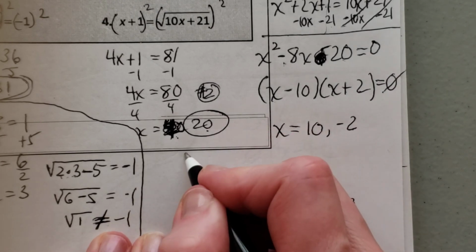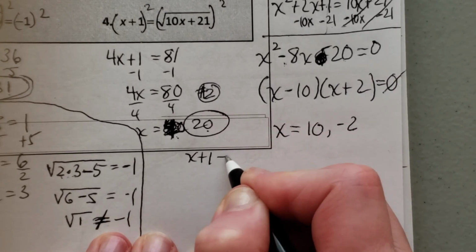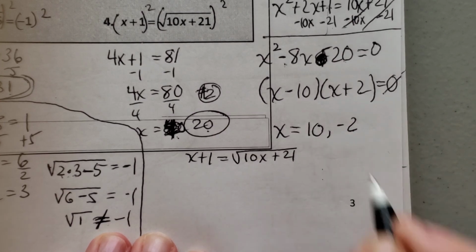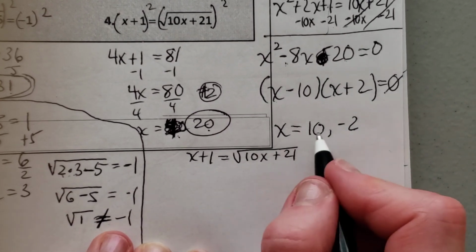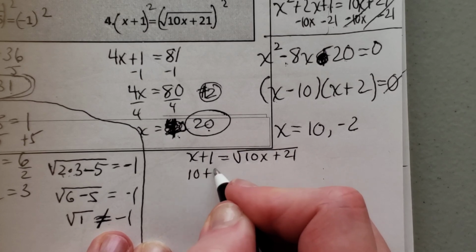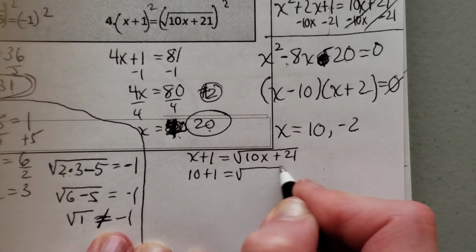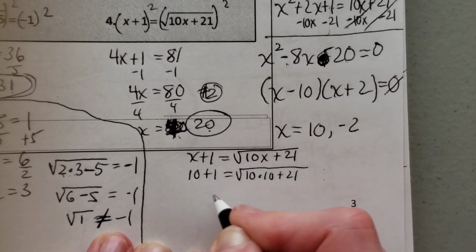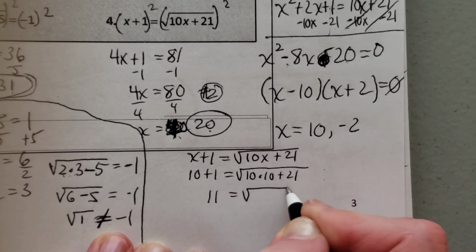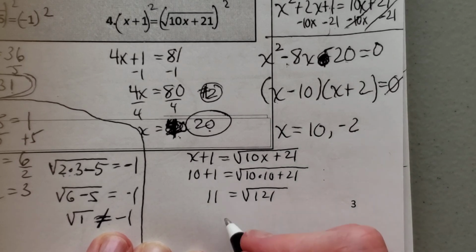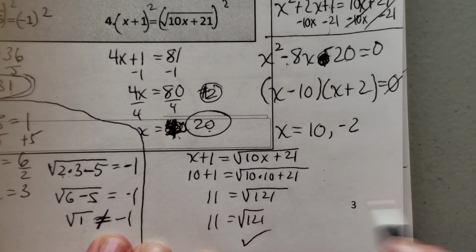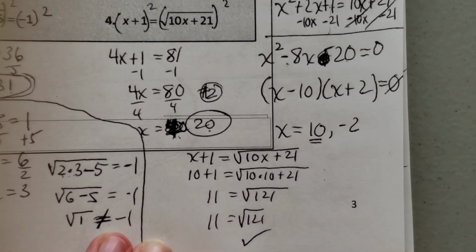So my original problem was the square root of 10x plus 21 equals x plus 1. So if I use 10 first, 10 plus 1 is 11. And then I have 10 times 10 plus 21. So 11 is equal to the square root of 121. And that is correct. The square root of 121 is 11. So 10 is a good answer.